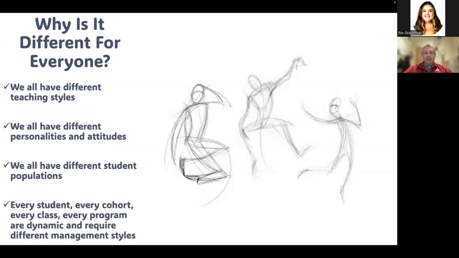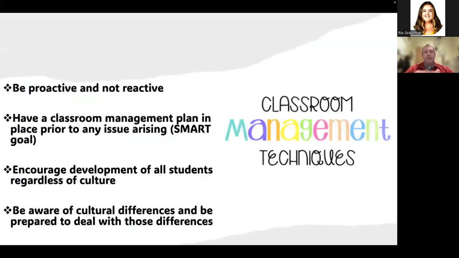And last but certainly not least, every student, every cohort, every class, every program is dynamic. They require different management styles. If each cohort was the same, boy, wouldn't it be nice? It would be so much easier, but it really wouldn't be fun. It wouldn't be challenging for us as educators. So we need to remember that every student's different, every cohort's different, every class is different, and every program has some differentiations to it.